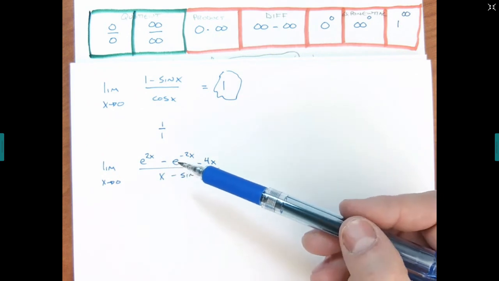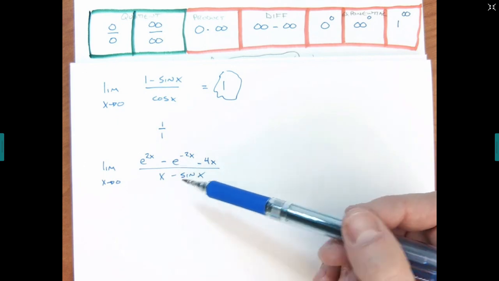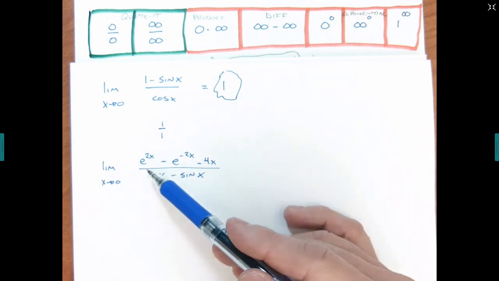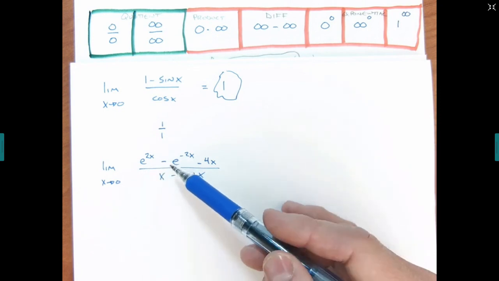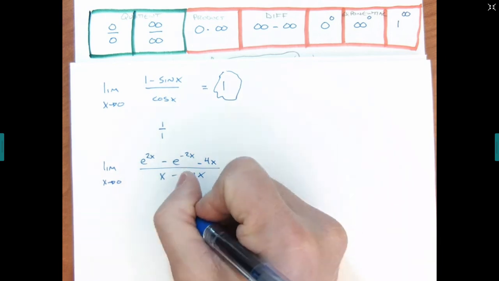So our next example, e to the 2x minus e to the negative 2x minus 4x all over the quantity x minus sine of x. Now x is approaching 0 from both directions. And I notice I have e to the 0, which is 1, minus e to the 0, which is 1. So we've got 1 minus 1, that's all gone. Minus 4 times 0, which is 0. So I have a 0 in the numerator.